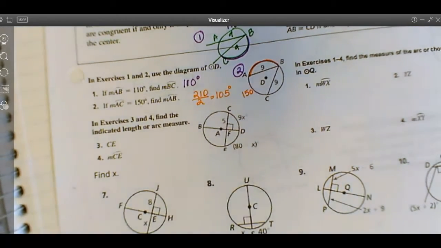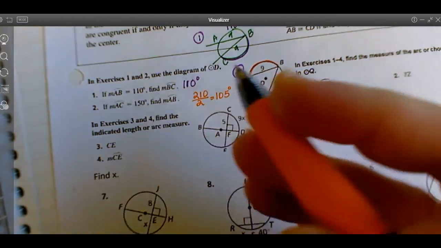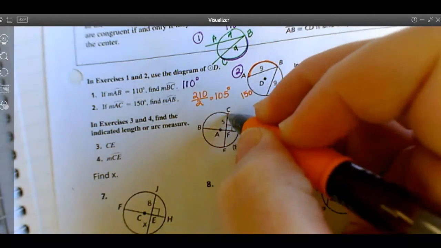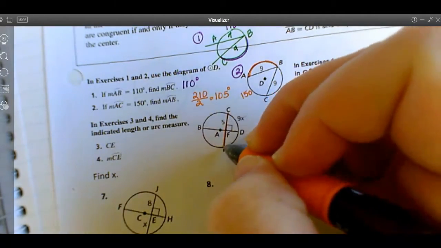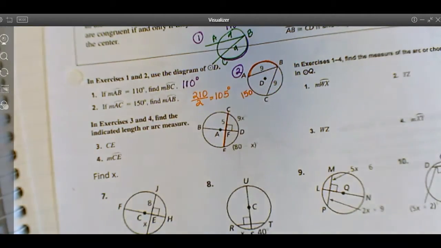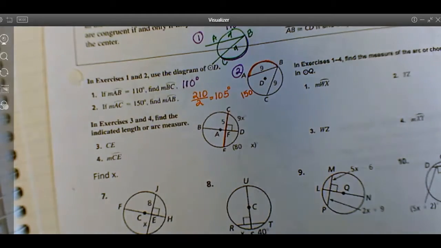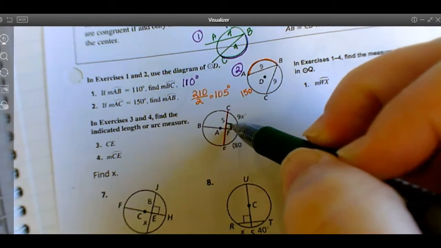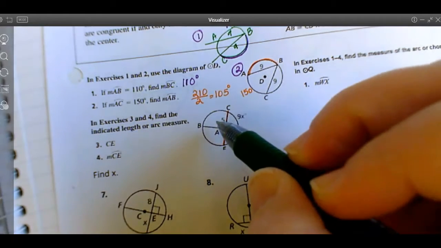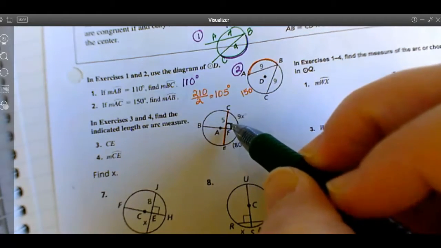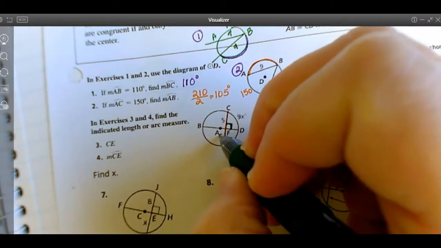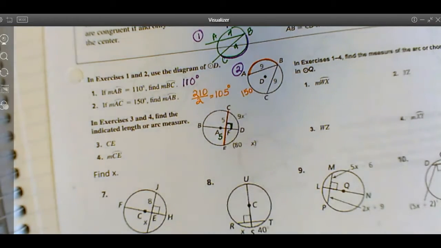Alright, let's look at a couple more. So this one says for me to find the measure, or the CE, so it just wants to know the length of this side. Here's what I can notice. I can notice that this is perpendicular. So I know that whenever it's perpendicular like that, and that's a chord and this is a diameter, if that's 5, that right there is also 5.